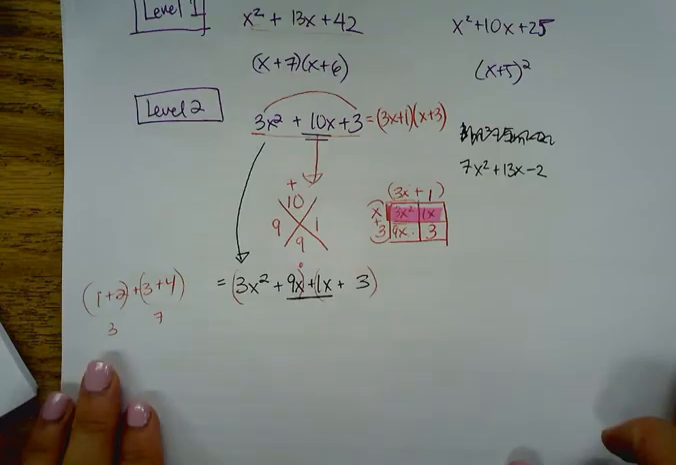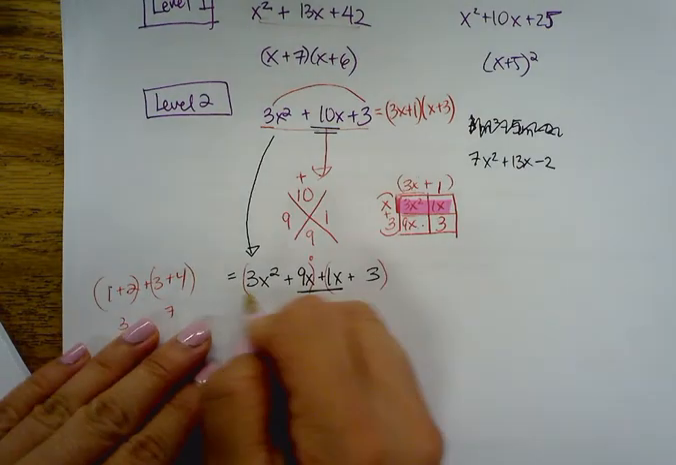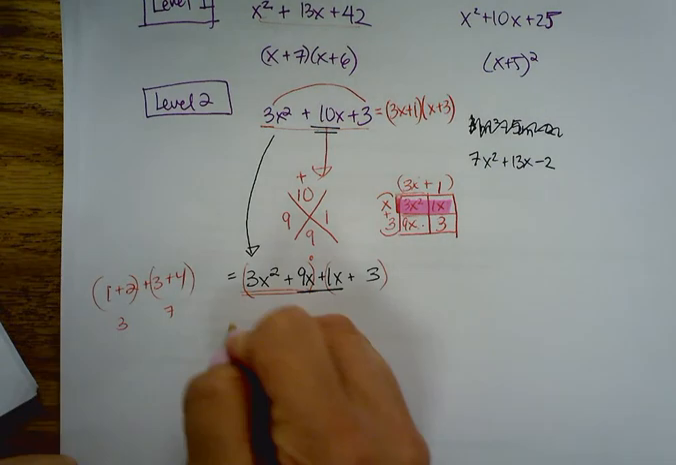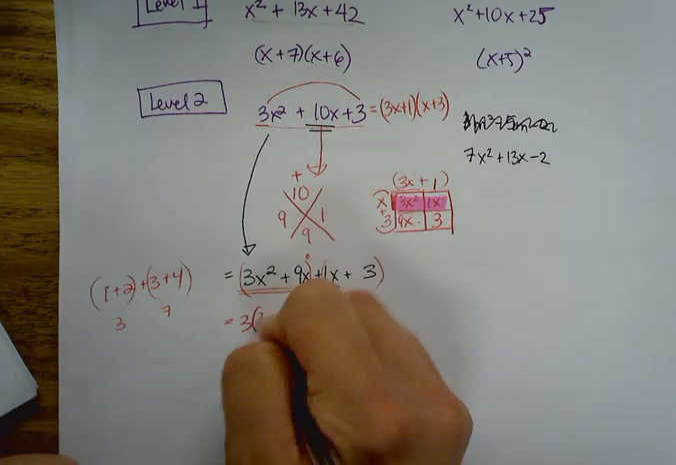The thing is, if I have this, what can I factor out? A 3. And what will be left? A 3. Oh, yes, sorry.